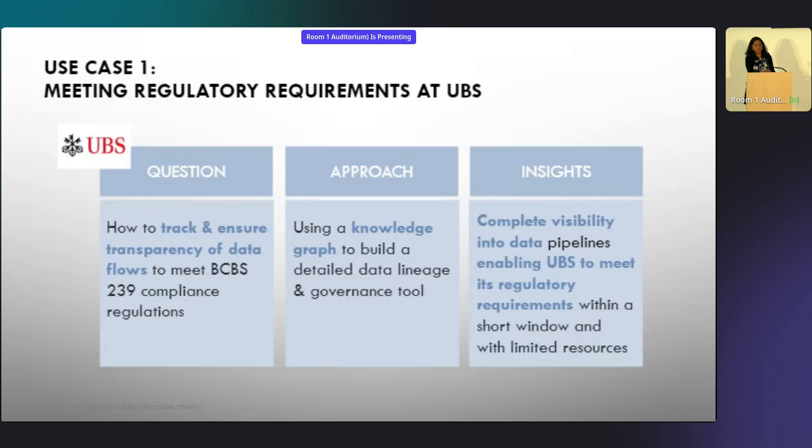So what they did was they used a knowledge graph to build a data lineage and governance tool that they then used to track all the data across the organization, monitor its quality, discover any errors, and then trace it back to the source, so that they could rectify it. The result was that UBS managed to get complete visibility into all of their data flows, enabling UBS to be compliant with the stringent BCBS 239 regulations.